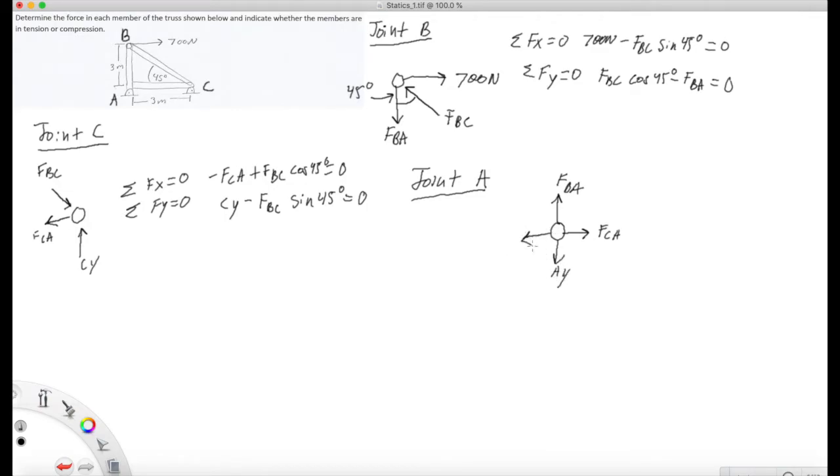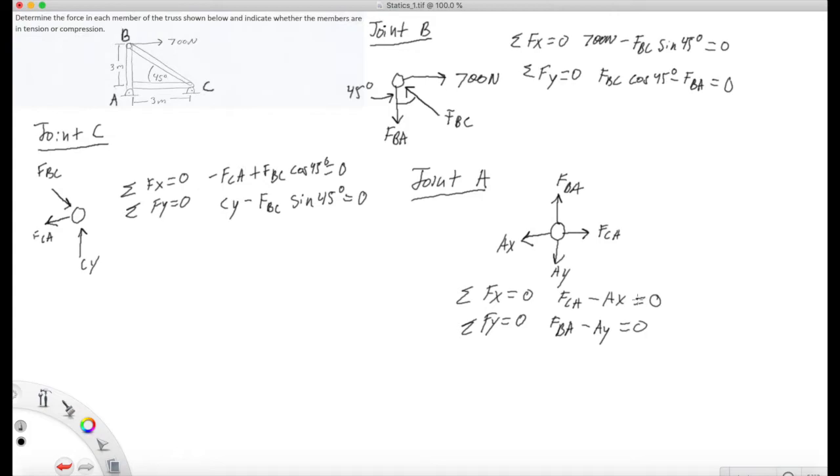So again, we can write the equations of equilibrium. We can write the sum of Fx is equal to 0, and we can write FCA minus AX is equal to 0. Then for the sum of the components Fy, we can write that the summation of Fy is equal to 0, and we can say FBA minus AY is equal to 0. And then we have all of our equations written.